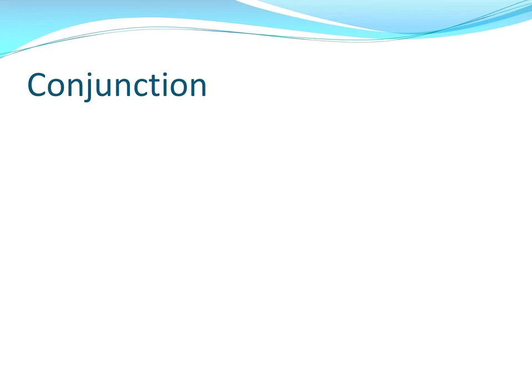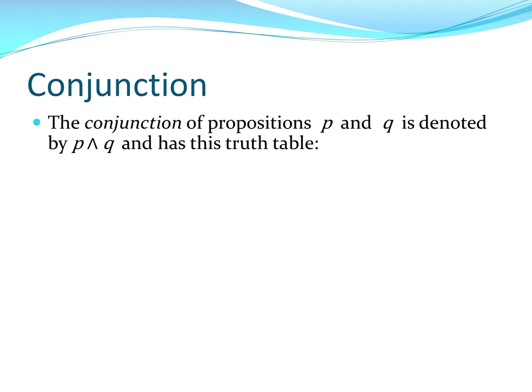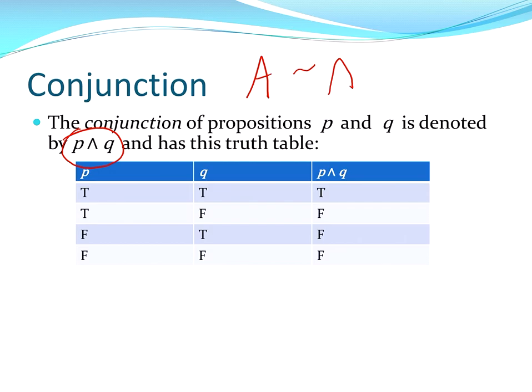It only has one proposition tied to it. The conjunction has two. So here we have conjunction of propositions. P and Q is denoted P ∧ Q. And so whenever we see the symbol for conjunction, we think "and." It helps because the ∧ is shaped a little bit like the A in "and." And here is the truth table for the conjunction operator, the conjunction connector.